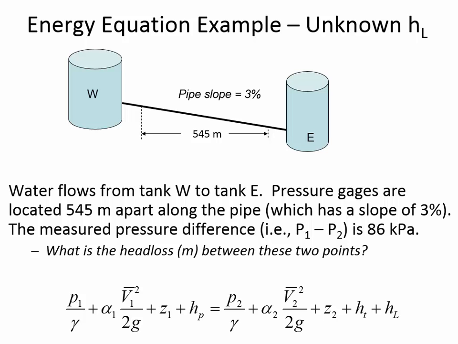So P1 minus P2 is 86 kPa. That means that P1 is higher than P2. Now, if conditions were static, we would expect the reverse to be true. Because location 2 is lower. And so hydrostatic equation says that as you move through a fluid, that the pressure increases as you go down vertically. So here, P1 minus P2, that means that P1 is higher.